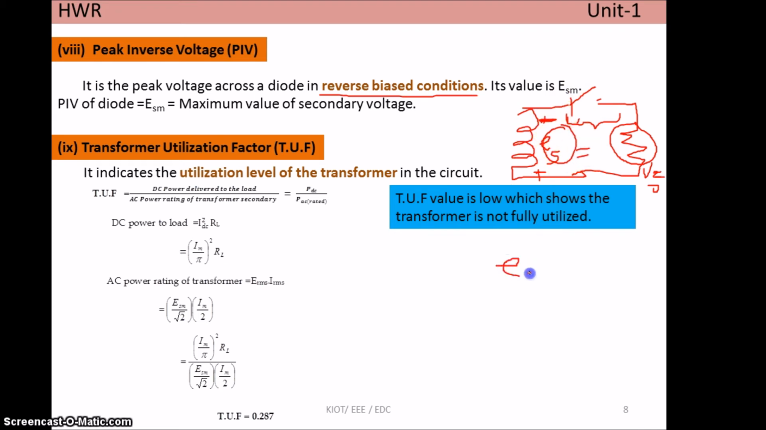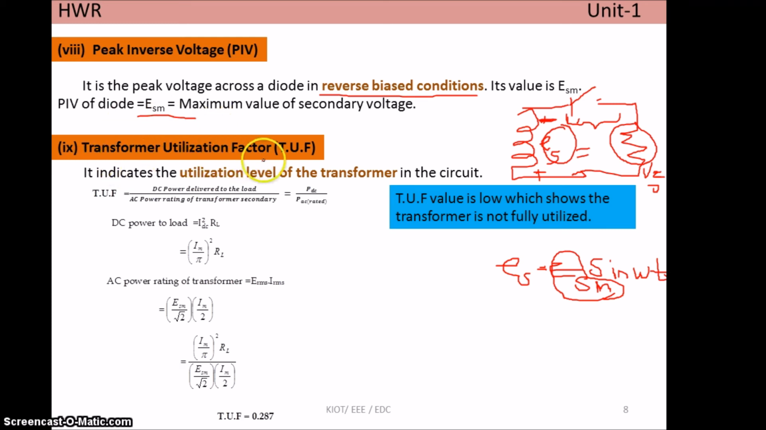What is the formula? ES is equal to ESM sine omega t. We take the maximum voltage alone, which is ESM. That's why it is written here as ESM. This is the peak inverse voltage.